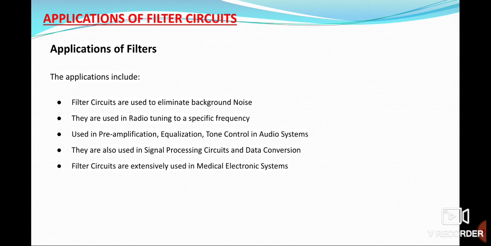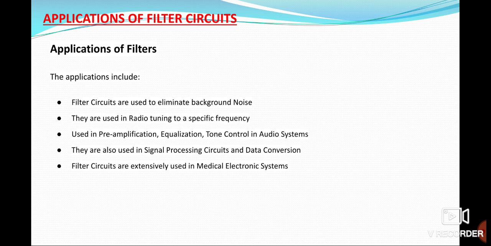So let us go through some applications of filter circuits. Here are the following applications. That is, the filter circuits are used to eliminate background noise. They are also used in radio tuning to a specific frequency, used in equalization, tone control in audio systems. They are also used in signal processing circuits and data conversion. And filter circuits are extensively used in medical electronic systems.